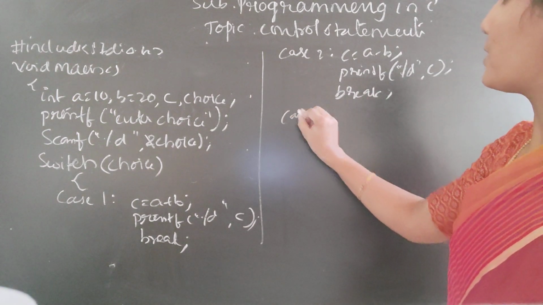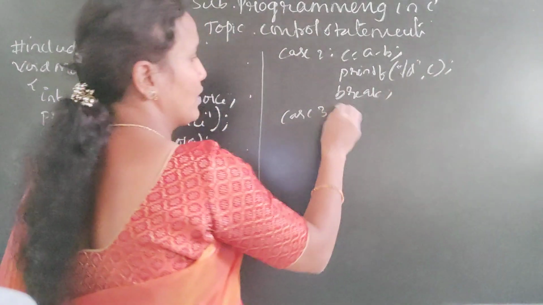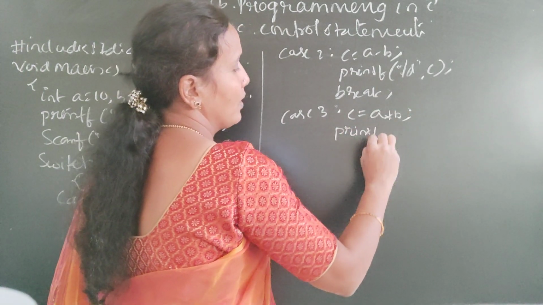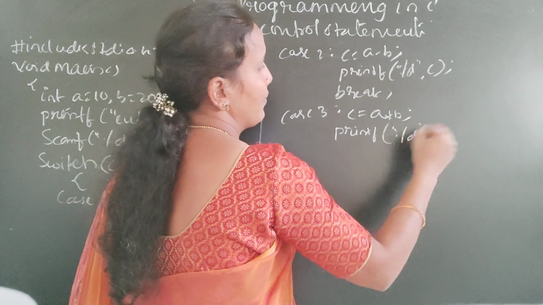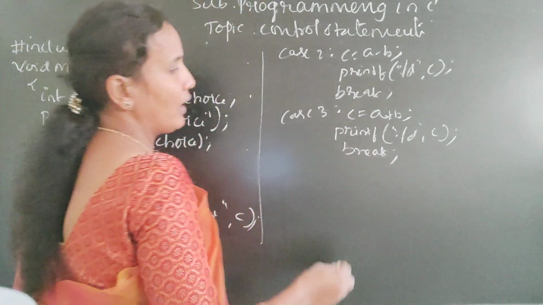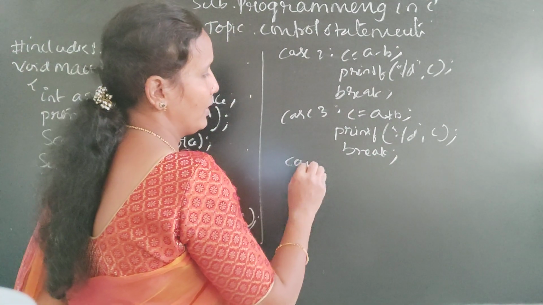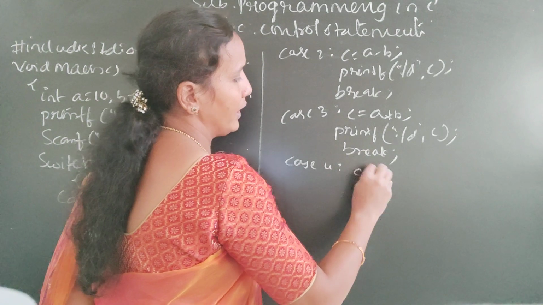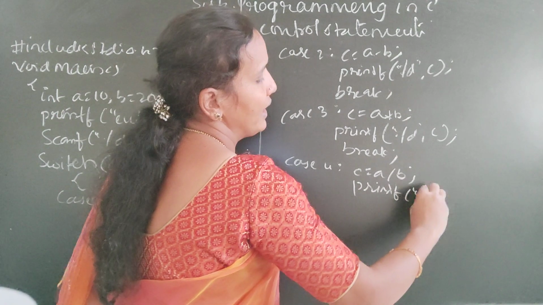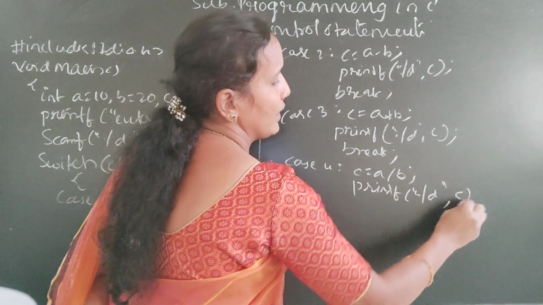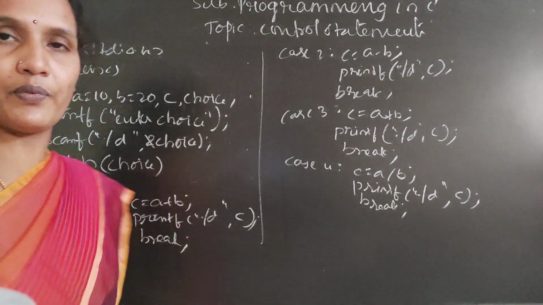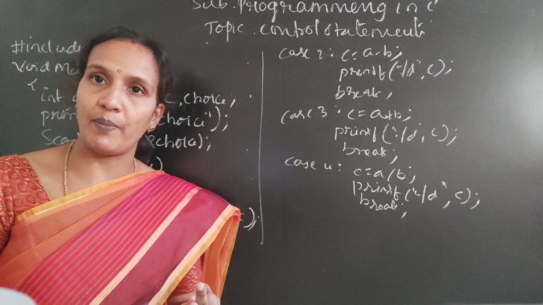Now case 3, C equals A into B, printf percentage C, break. Every block ends with the same break. Now case 4, C equals A by B, printf percentage C, break. Example, I am giving a program only for addition, subtraction, multiplication and division.